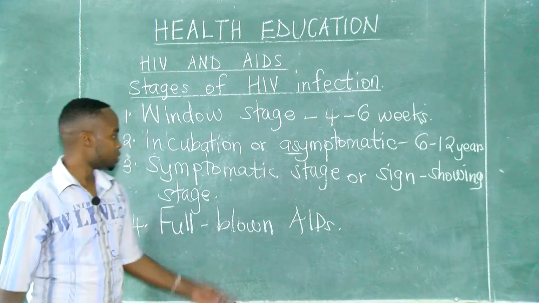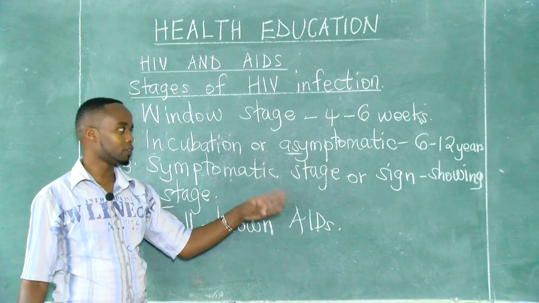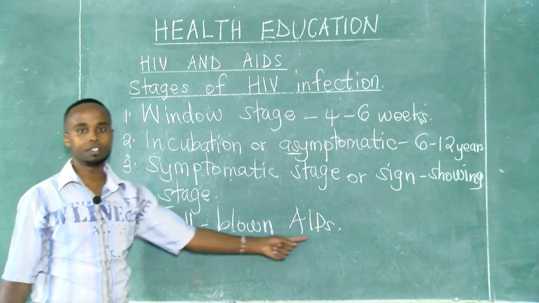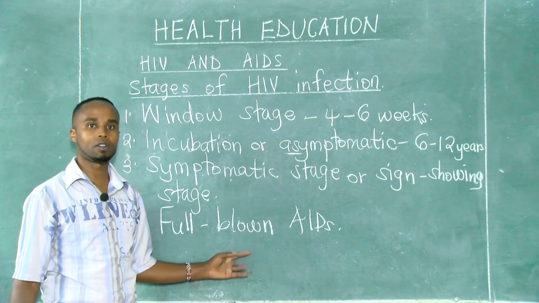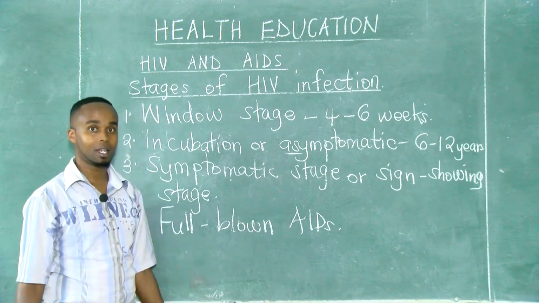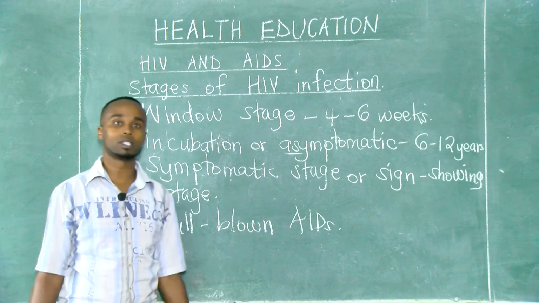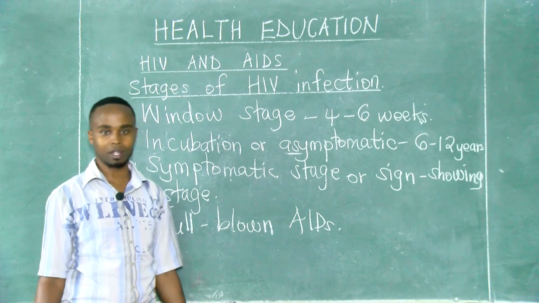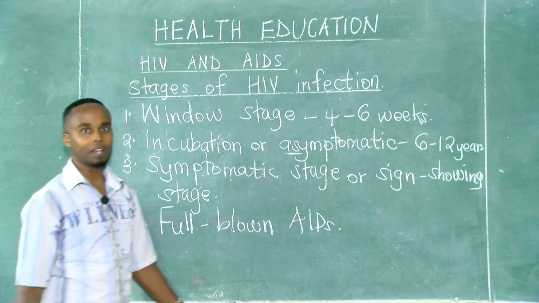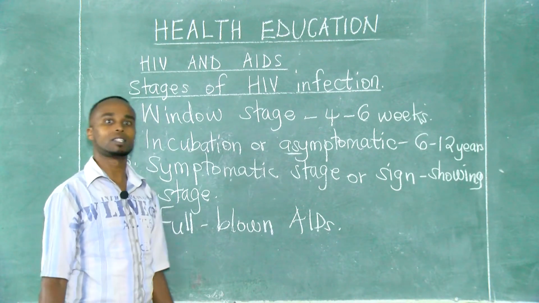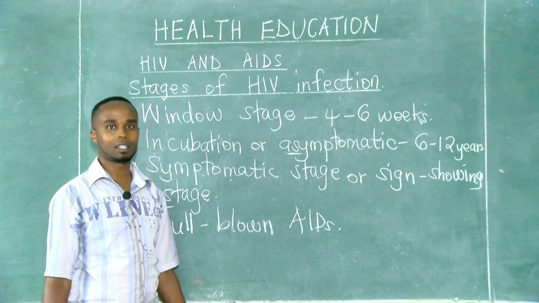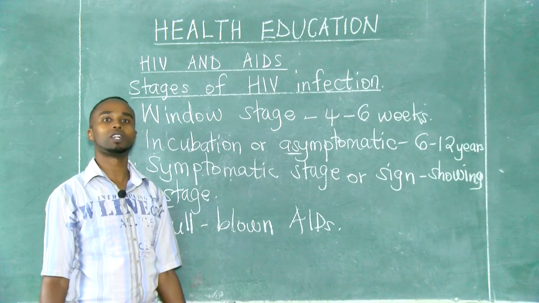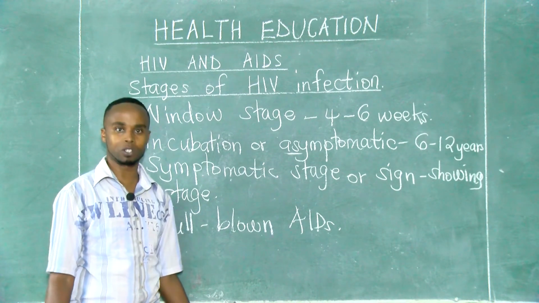Full-blown AIDS. So after the symptomatic stage, or the sign showing stage, the fourth stage is the full-blown AIDS. Yes, this is the fourth and the last stage. This is where your immune system, your defense system, is completely destroyed. I wonder what kind of virus this is. The only intention that it has is to get into your body and to destroy your immune system, nothing else.